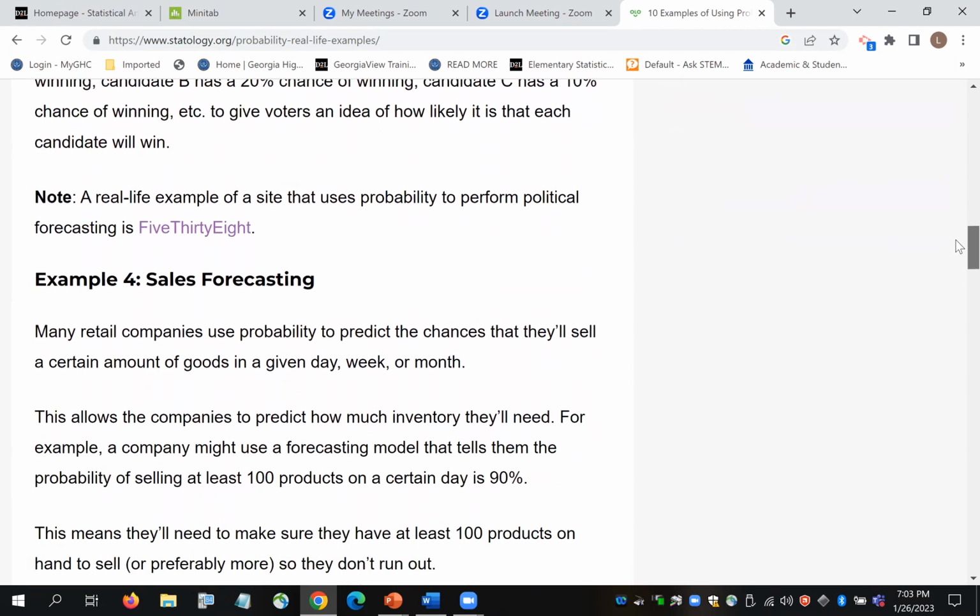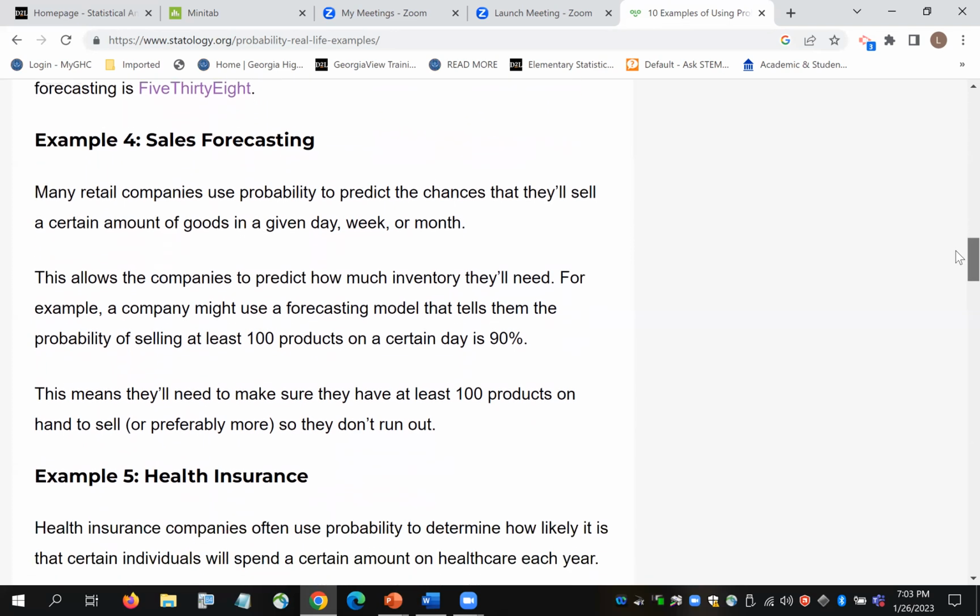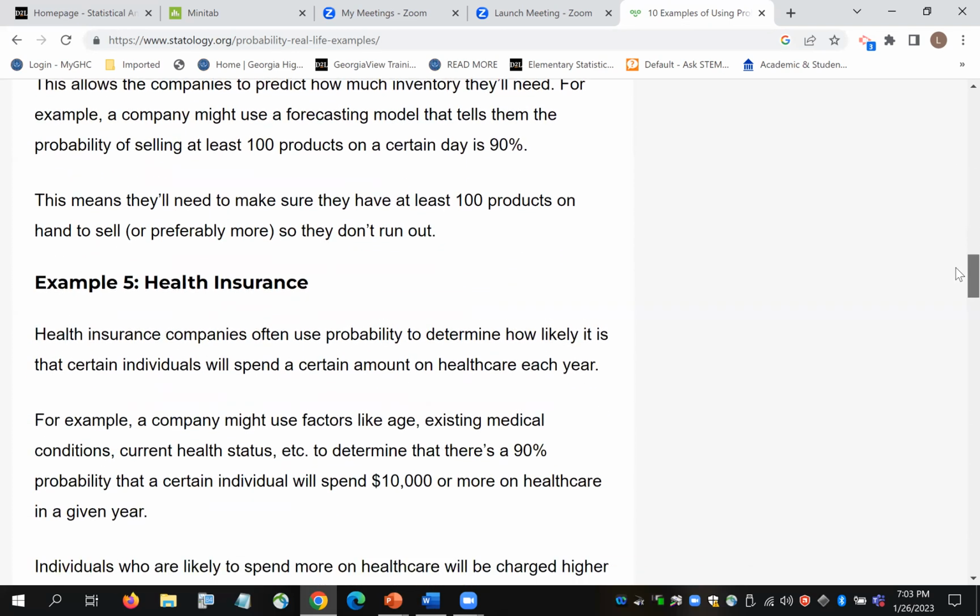Sales forecasting, if you're in business, a lot of companies will use probability and create a probability distribution to determine the chance that they'll sell a certain amount of items on a given day or a given week or a given month. Again, that helps to predict inventory.